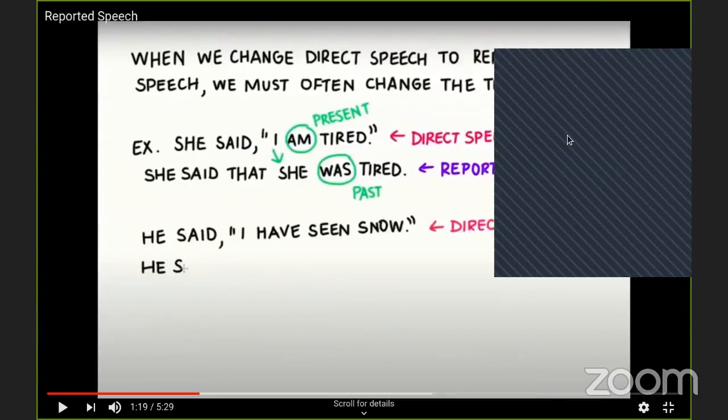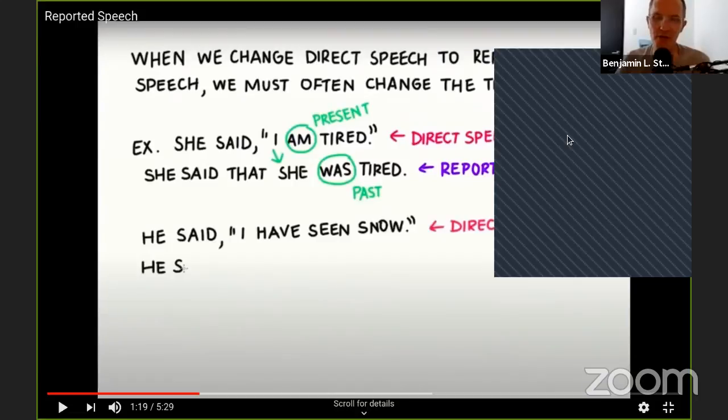I would say past perfect. All right. And so how would it be, Oscar? How would you state the reported speech? Okay, so we have a response here. He said that he had seen snow.